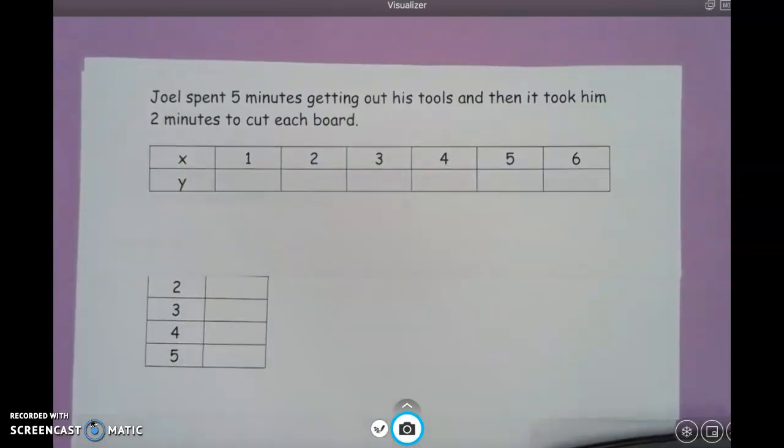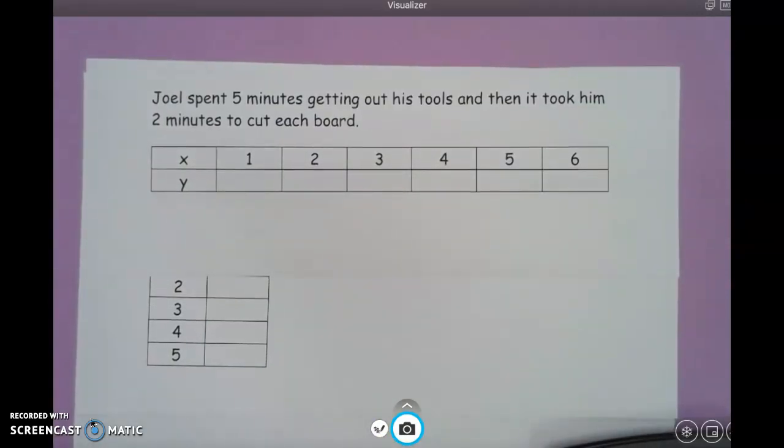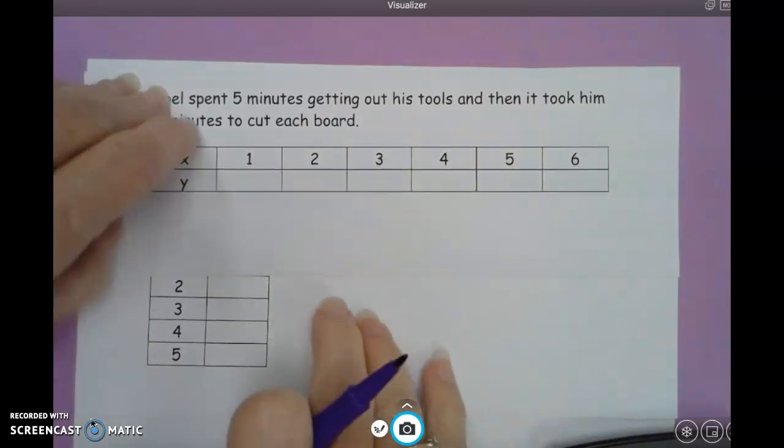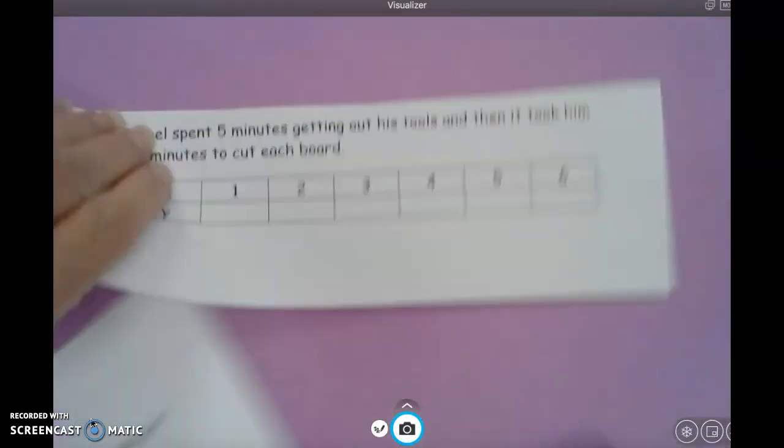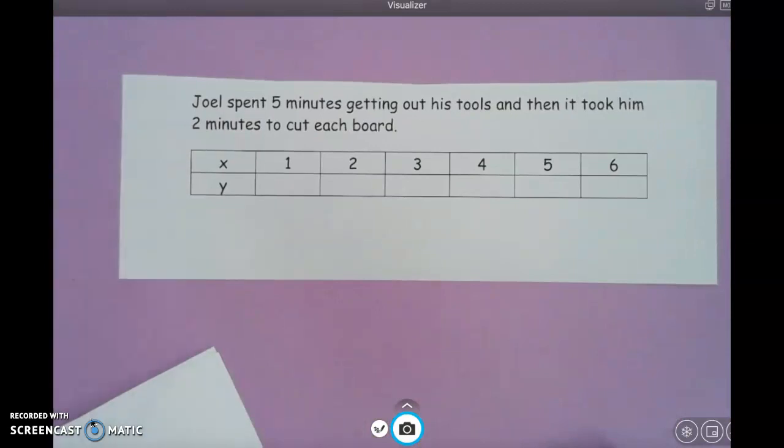Okay, it says that Hoel spent 5 minutes getting out his tools, and then it took him 2 minutes to cut the boards. So this one's a little bit different. We got 5 minutes. He got all of his tools set up, and he did that in 5 minutes, and then it took 2 minutes to cut each board.